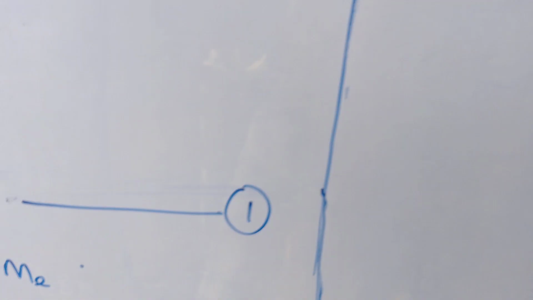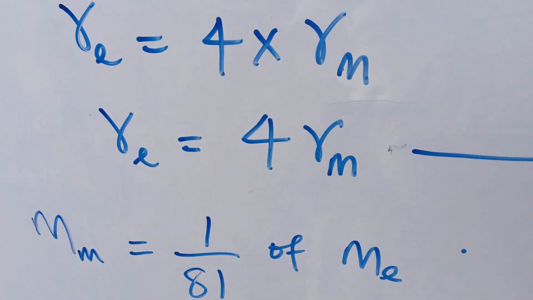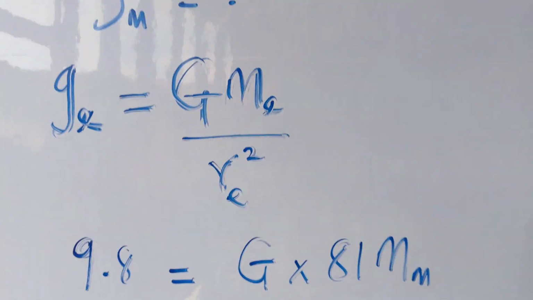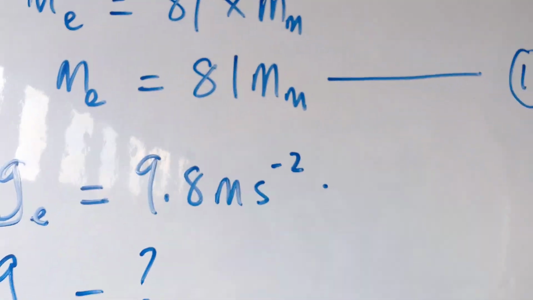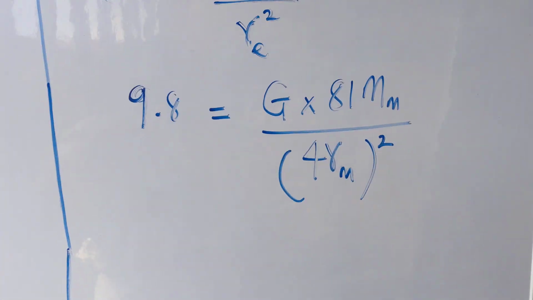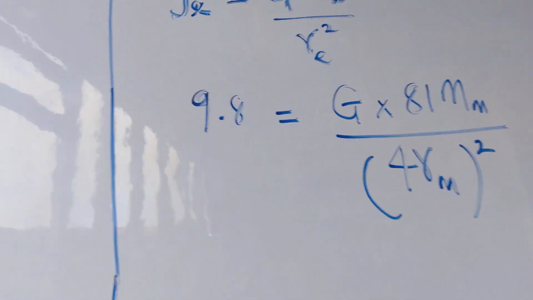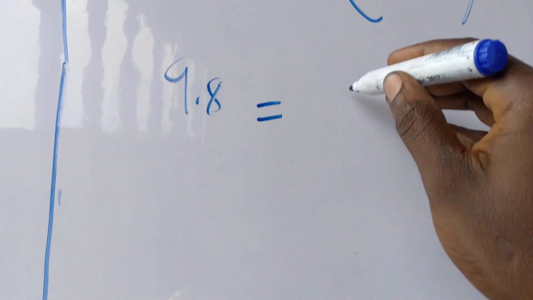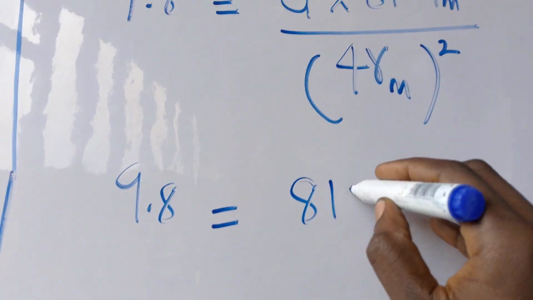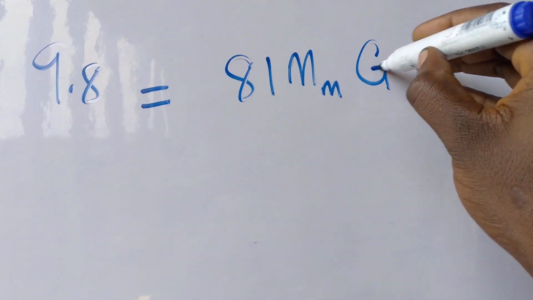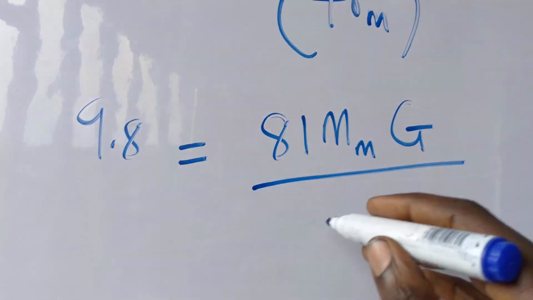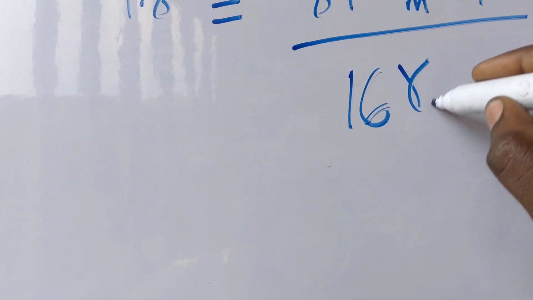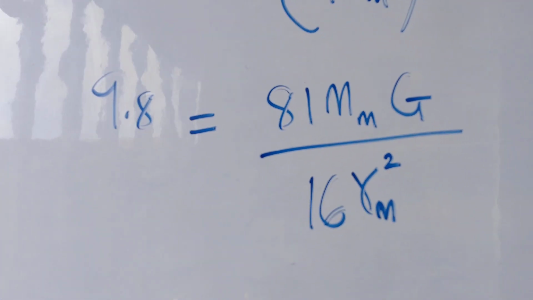Okay, so in place of the radius of the Earth, I write 4 rm. I substitute it there, and in place of the mass of the Earth, I write 81 mm, which is this. So I'm having 9.8 equals 81 mmg over 4 raised to power 2, which is 16 rm square.